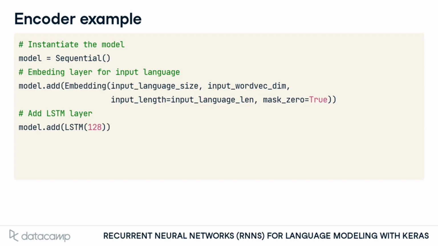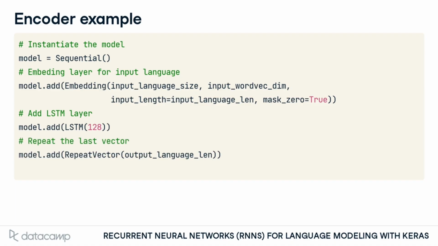The next step is to repeat the last state of the LSTM layer, the number of times of the output language length, meaning that this will be used as input for the decoder part of the model. Note that RepeatVector is a Keras layer not introduced before.